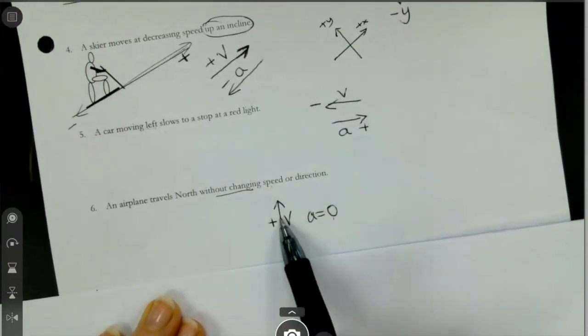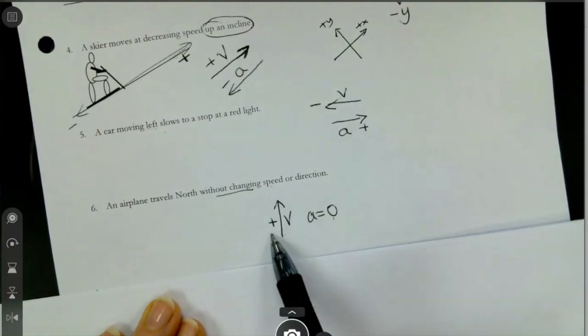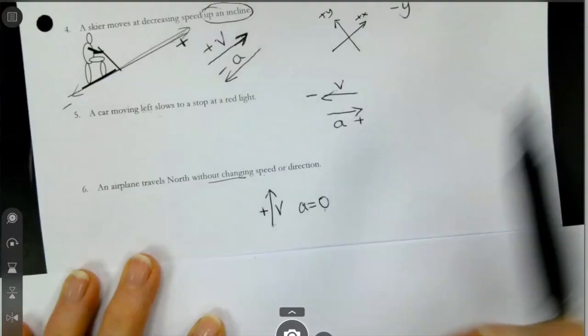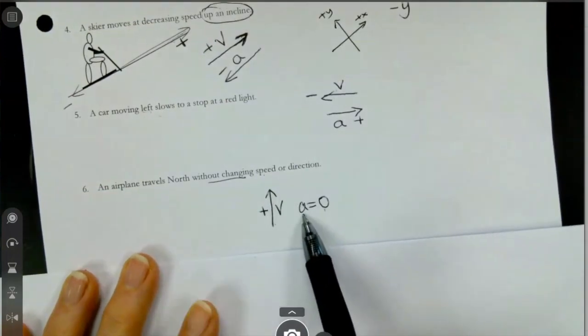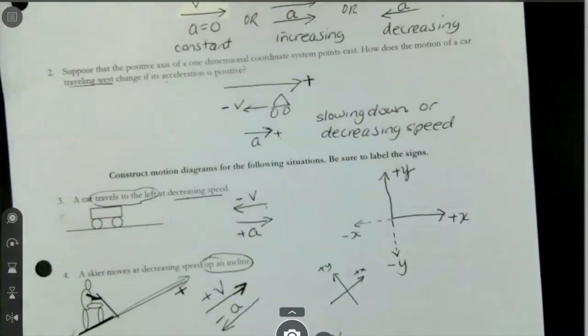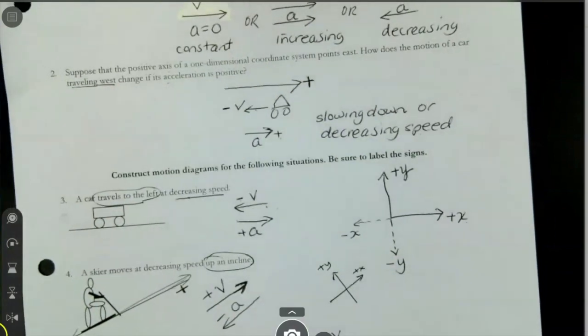And last example, if it's without changing speed, that's constant. If you're traveling north, velocity points north. We're going to make that positive according to our coordinate axes. And whenever you're not changing your speed, you have no acceleration. And that's how you draw motion diagrams and assign the signs.